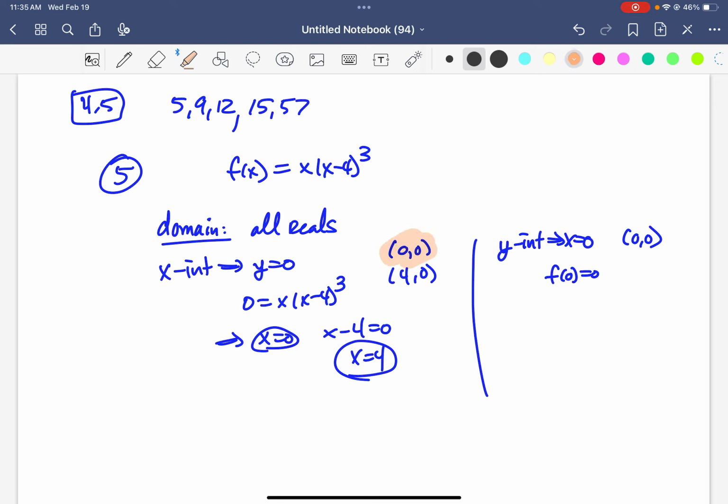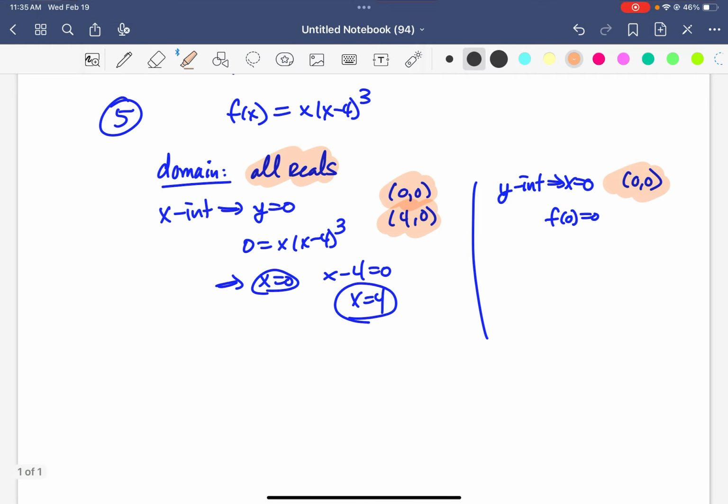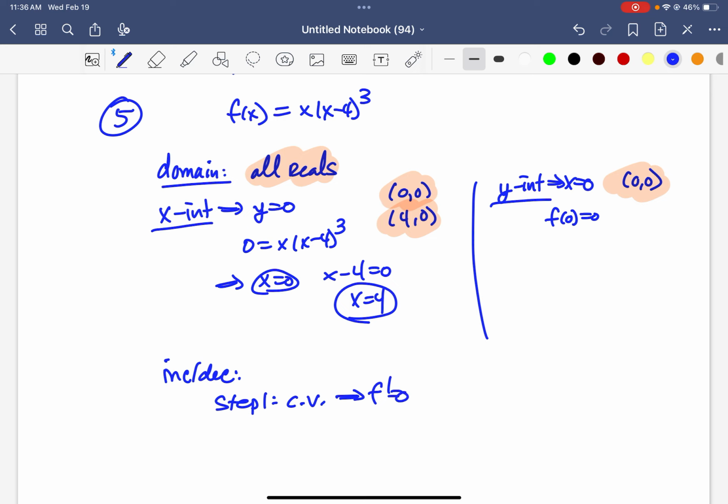So far, we know that our domain is all reals, and our x- and y-intercepts are listed here. If I want to know increasing and decreasing, step 1 is critical values, which is where the derivative equals 0. So when I take that first derivative, it's going to be the first times the derivative of the second, plus the second times the derivative of the first, right?